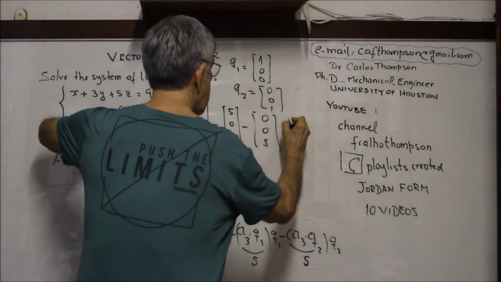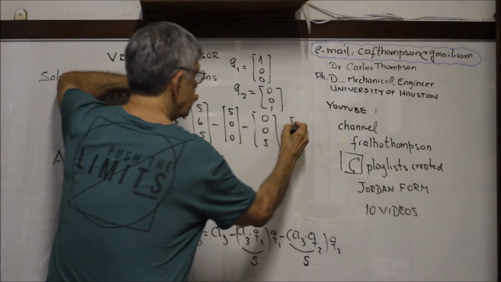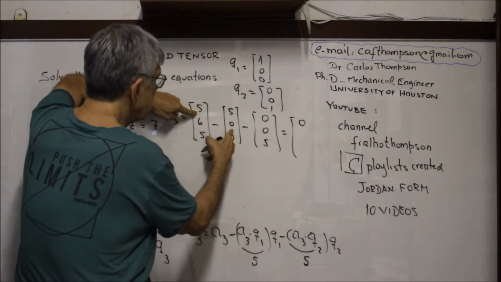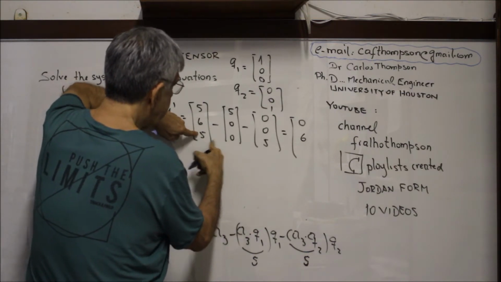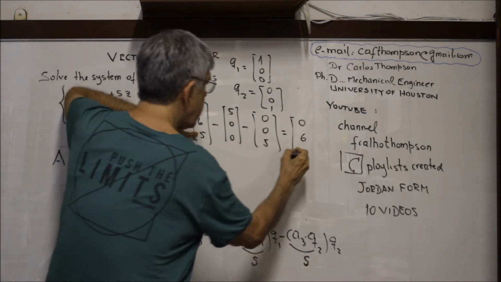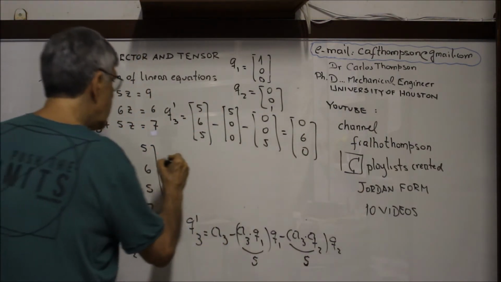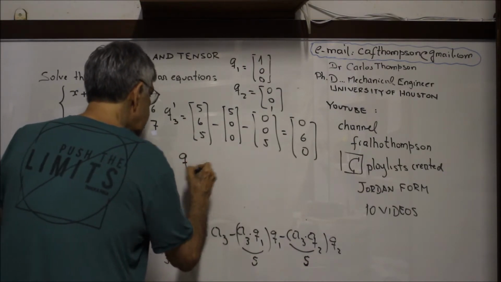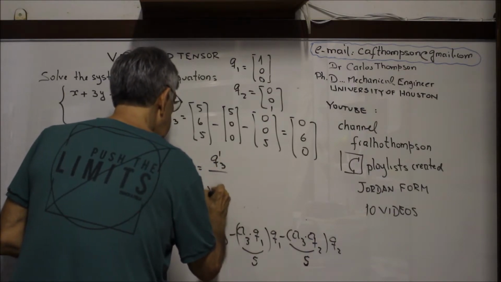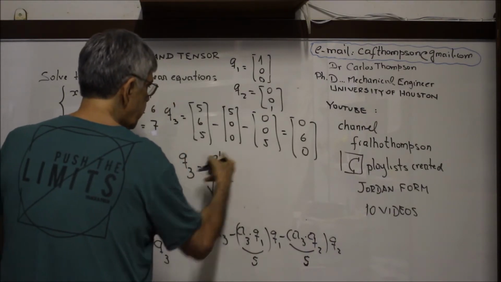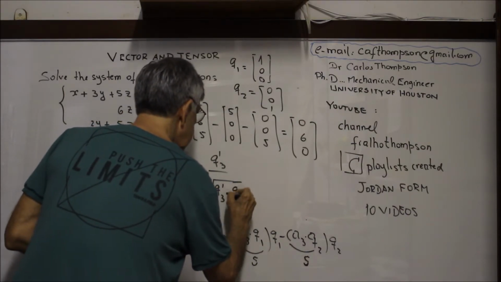Okay? Now, 5 minus 5 is 0, minus 0 is 0. 6 minus 0 is 6. Now, 5 minus 0 minus 5 is 0. Then I have K prime 3. Now, K3 is equal to K prime 3 divided by the size of K prime 3, which is the square root of K prime 3 dot K prime 3.